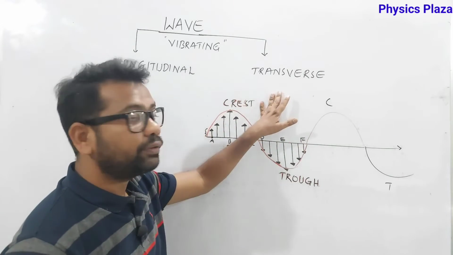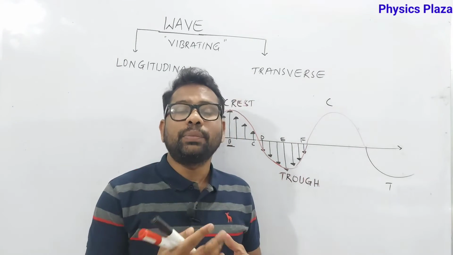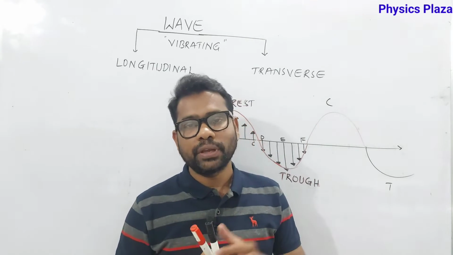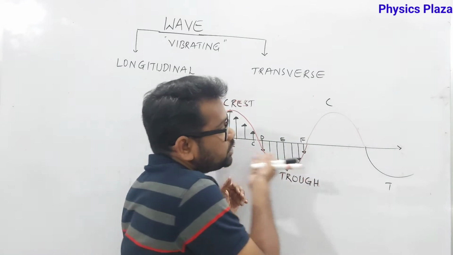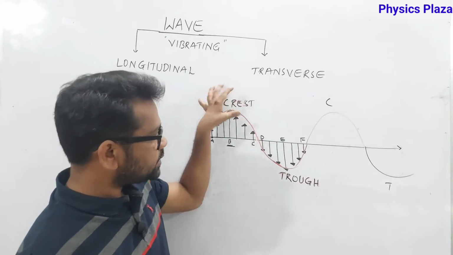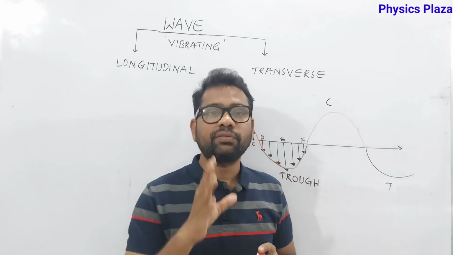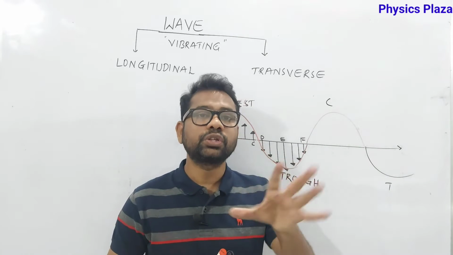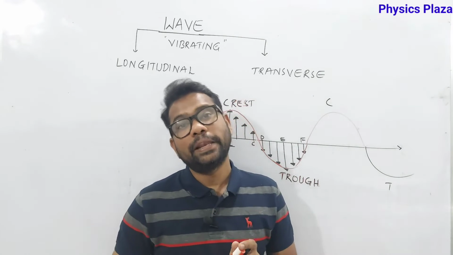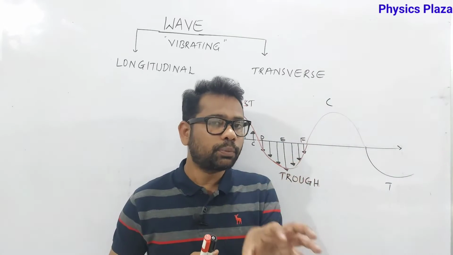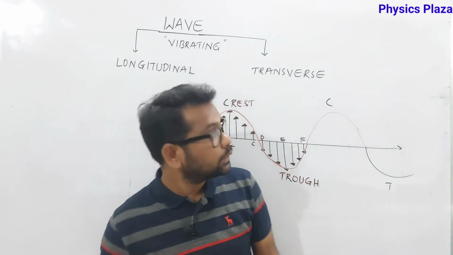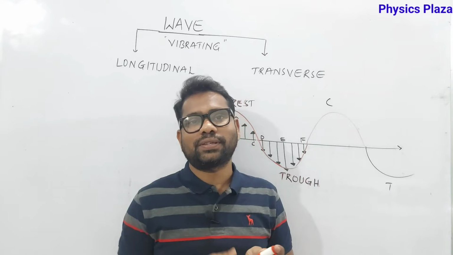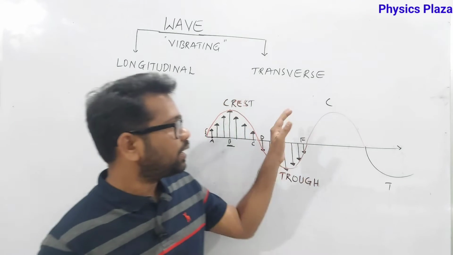Fine. What is a transverse wave? The wave in which the particles of the medium vibrate perpendicular to the direction of propagation of the wave is called a transverse wave. When a transverse wave is propagating, crests and troughs are formed. The very important thing is that transverse waves can propagate through solids and the surface of liquids only. Transverse waves do not propagate through liquids and gases. The best example for a transverse wave is light waves.